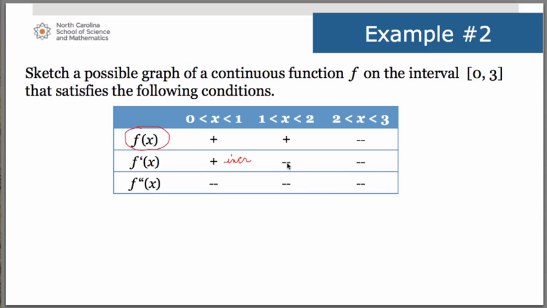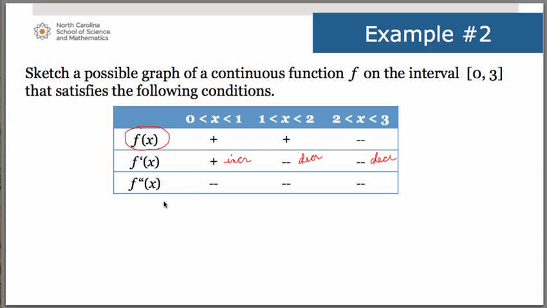In between 1 and 2, the first derivative is now negative. So that tells us the original function f that we're going to draw is going to be decreasing on that interval. Then once we get to the interval from 2 to 3, notice how it keeps decreasing. So what we're trying to do is gather information about the original function.